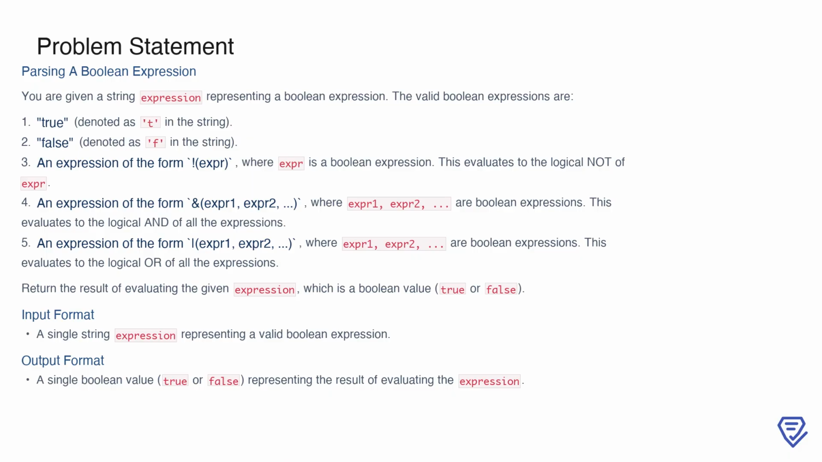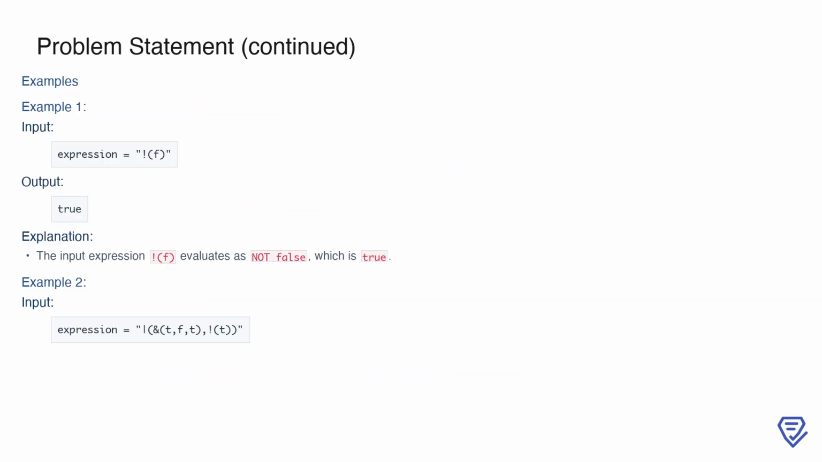Your goal is to evaluate the given expression and return the result, which will always be a Boolean value, either true or false. The input is a single string representing a valid Boolean expression, and the output is the Boolean result of evaluating it. To understand how these expressions work, let's look at a couple of examples.